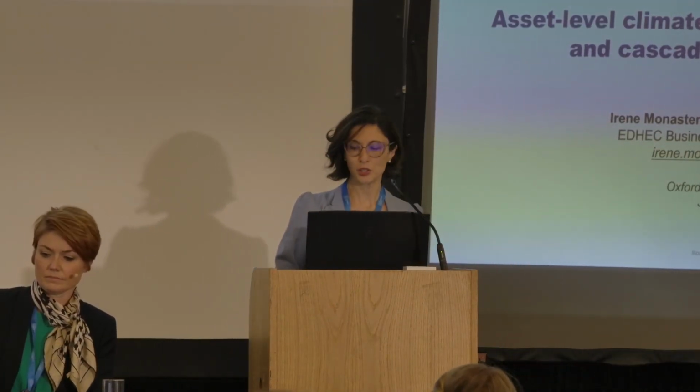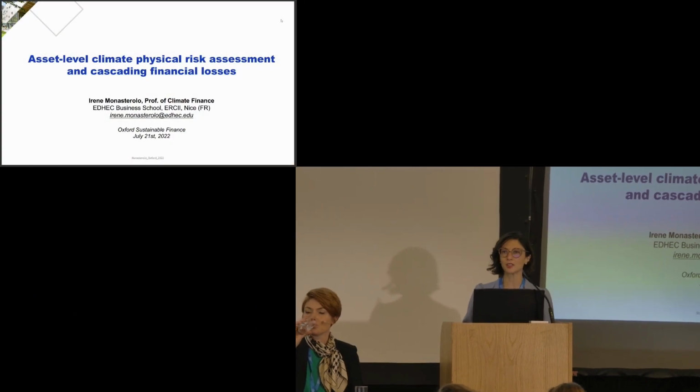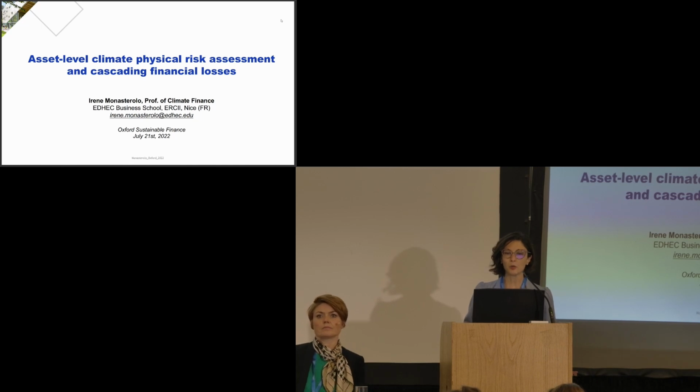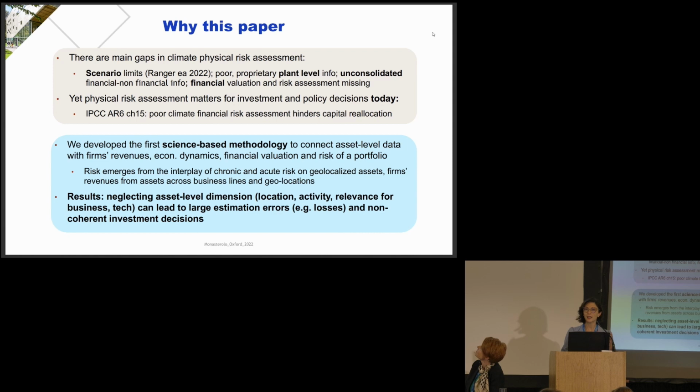So thank you so much. It's a pleasure to be here today. Today I'm presenting recent results from our first analysis on asset level climate physical risk assessment and implications for cascading financial losses. In particular, we will discuss where the problems are in physical risk assessment, when we want to translate scenarios of acute and chronic risk into economic and financial shocks and evaluate the relevance for individual and systemic financial stability, and what could be done.